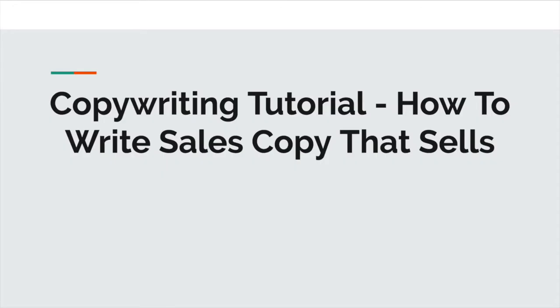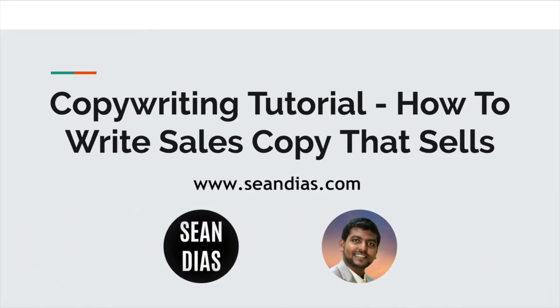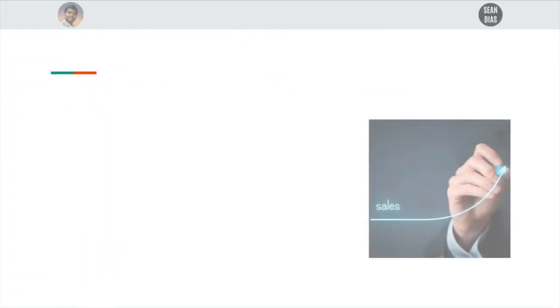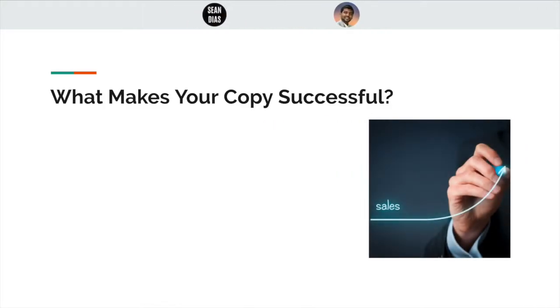Copywriting tutorial: how to write sales copy that sells. What makes your copy successful? It's very simple. You have to measure the number of sales that your copy generates. In other words, your job as a copywriter is turning views into clicks, clicks into leads, leads into sales. So, the ultimate goal of copywriting is to make a sale. So that is how you are going to measure the success rate of your copy.